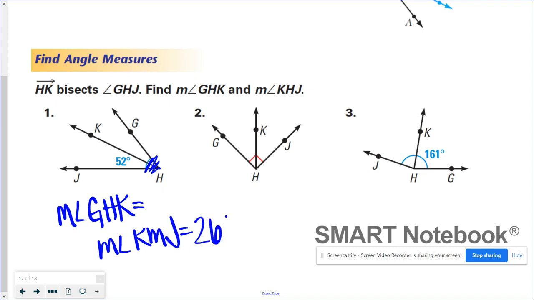And number two, you see that red box there? That is the right angle symbol. So whenever you see an angle with a box there, that's them telling you it's a right angle. We're not allowed to assume right angles. That little box indicates that it is one. So the whole big angle, GHJ, is a right angle, so it's 90 degrees. That means each of our smaller angles is going to be 45 degrees. And in number three, they're telling us that the whole big angle, GHJ, is 161. So each of the smaller angles will be half of that. So we're looking at 80.5 degrees apiece.